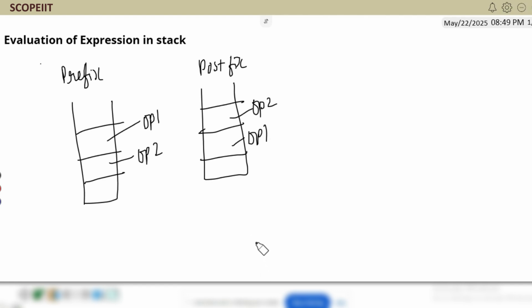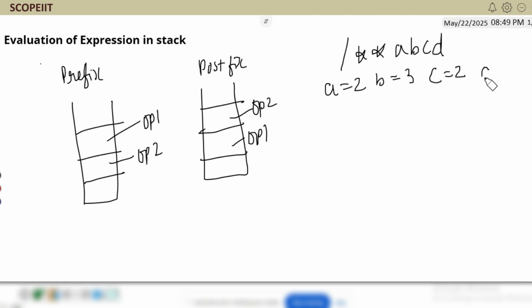For example, the expression I have is divide, multiply, A, B, C, D. Suppose I have this expression, and in this expression the value of A given is 2, the value of B is 3, the value of C, for example, is 2, and the value of D is also 2. Now here, which expression is this one?